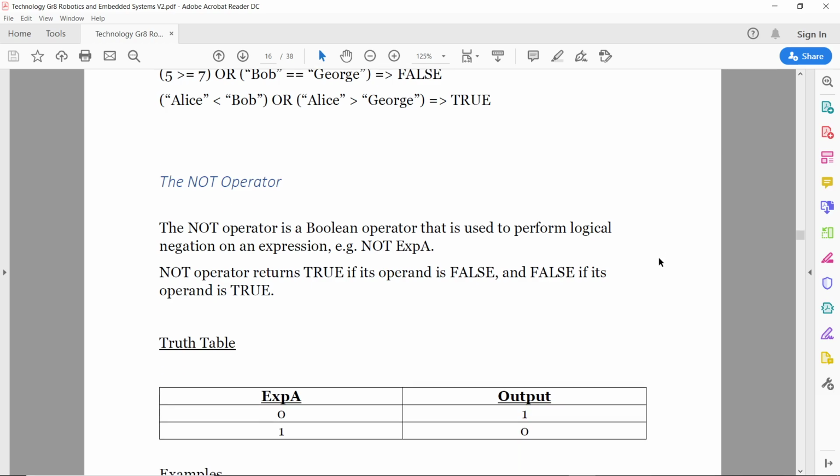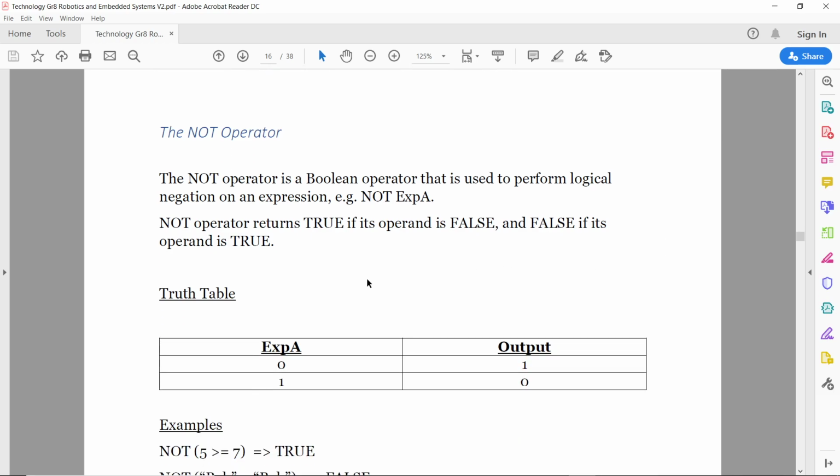Let's have a look at the NOT operator. The NOT operator is very, very simple. It basically just flips the input. The NOT operator is used to perform logical negation. We call it negation. So we take input A and we make it into not A. So we just flip it. If it was false, it becomes true. If it was true, it becomes false.